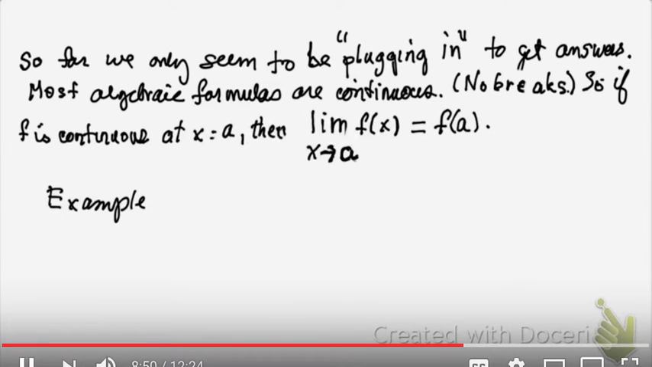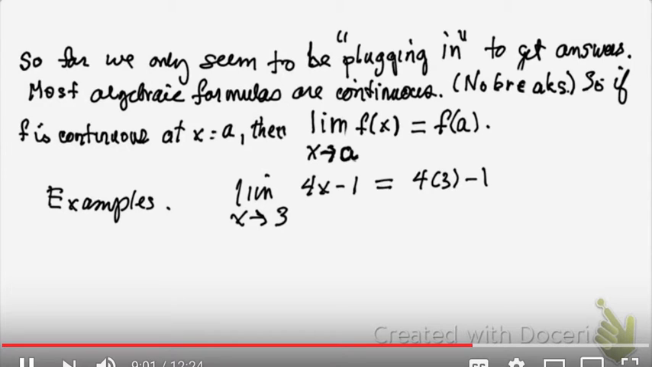Here's a quick example. If we want to find the limit value for the limit as x approaches 3 of the function f of x equal 4x minus 1, then all we're going to have to do is plug in 3 in place of x and see that we're going to get 12 minus 1 or 11.